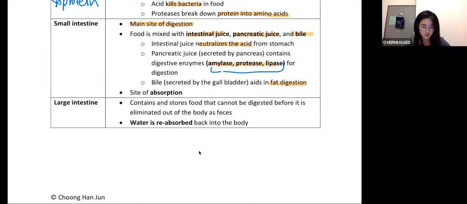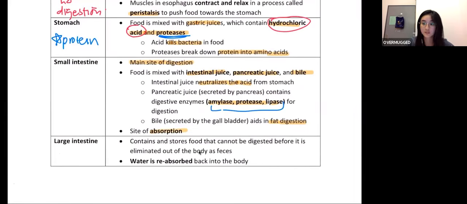And the small intestine is also the site of absorption. So at this point in the small intestine, we've digested everything down to the end products of digestion, so it will be small enough to be taken up into the bloodstream and enter our cells.